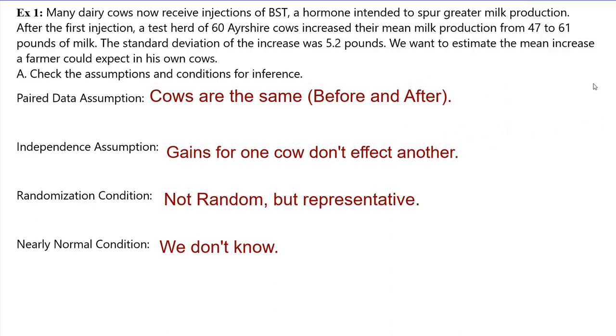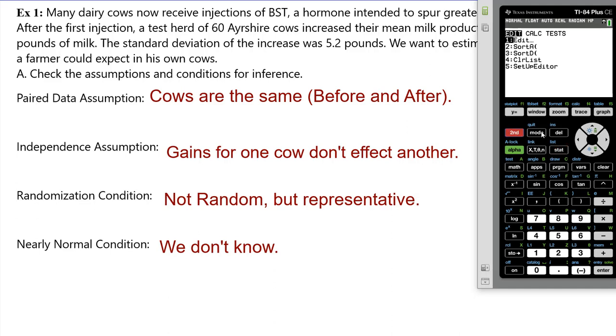All right, so we went from 47 to 61, so we're going to subtract those two. So 61 minus 47. This is going to give us the average difference that we found between them, which is 14. So 14 pounds of milk on average. So let's go to stat. We're going to do a test. No, we're going to do an interval. And there's only one sample here because we subtracted the two, right? So it's a t interval. The average difference we saw was an increase of 14 with a standard deviation of 5.2 with a sample size of 60.